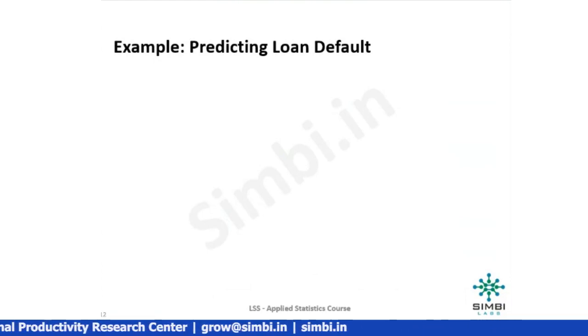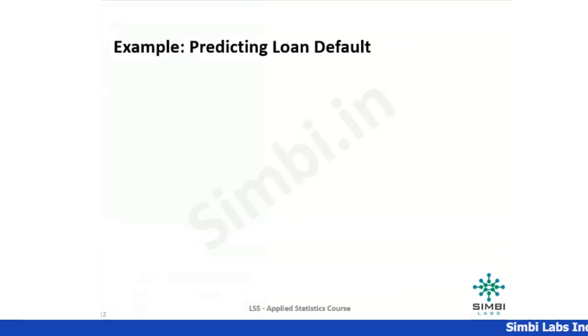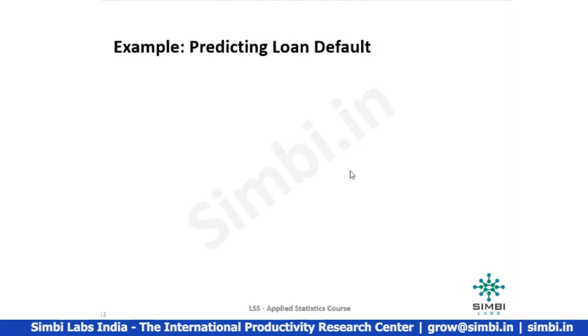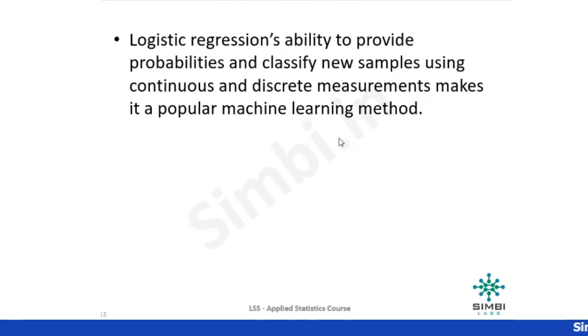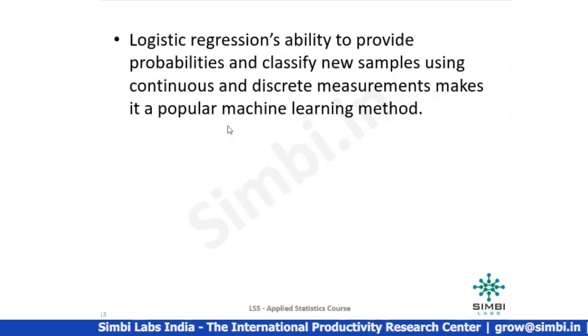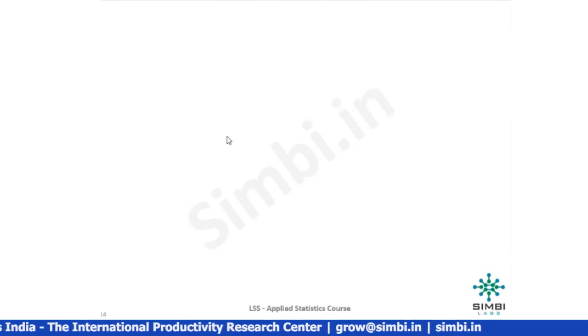So, the main goal is to build a model that helps the company identify potential churners and take proactive steps to retain them in the company. For these types of analysis, we mainly use logistic regression analysis. The main ability of logistic regression is to provide probabilities and classify new samples using continuous and discrete measurements from the historical data, which makes it a popular method for analysis.